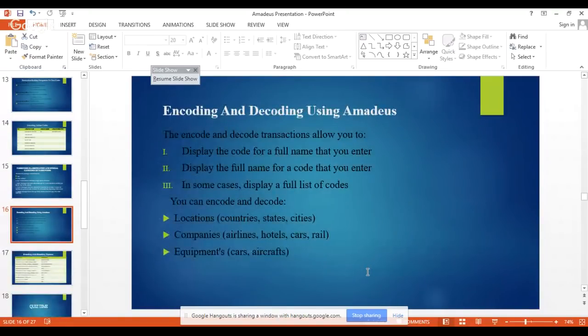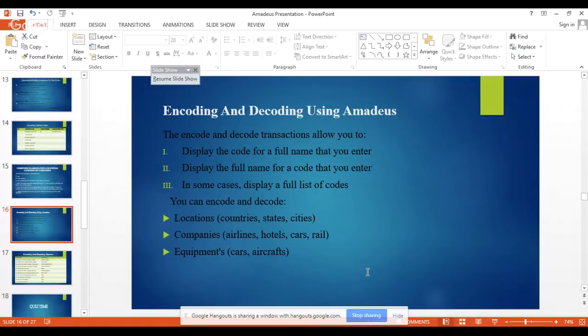Now, encoding and decoding using Amadeus. The encoding and decoding transaction allows you to do the following. Display the codes for a full name that you enter. That is, let's say you are trying to decode Los Angeles. If you type in LAX, it will give you the full Los Angeles. So it displays the code for a full name that you enter. Next, it also displays the full name for a code that you enter.